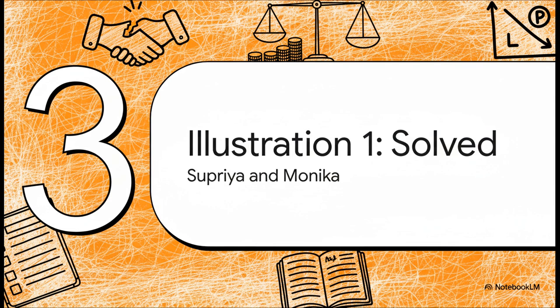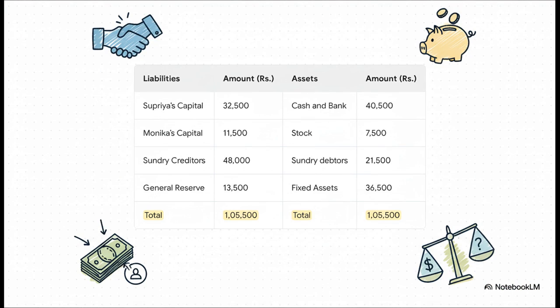All right, enough theory. Theory is good, but you get marks for solving the actual problems, right? So let's do just that. We're going to take a classic exam-style question, illustration 1 from your textbook, and solve it together, step by step. You'll see it's really not that hard at all. So here it is, the balance sheet for Supriya and Monica's firm. They've decided it's time to close the business. We've got their assets on one side and their liabilities and capital on the other. Our mission? To help them close all the books properly.